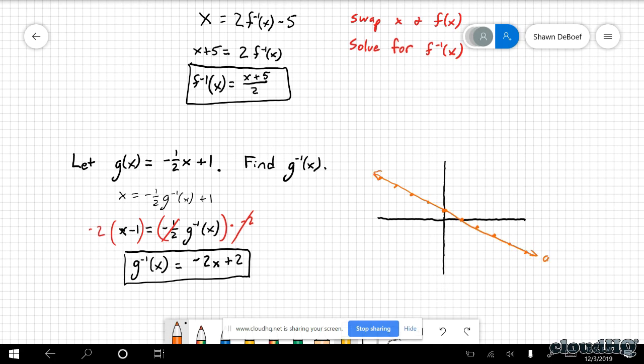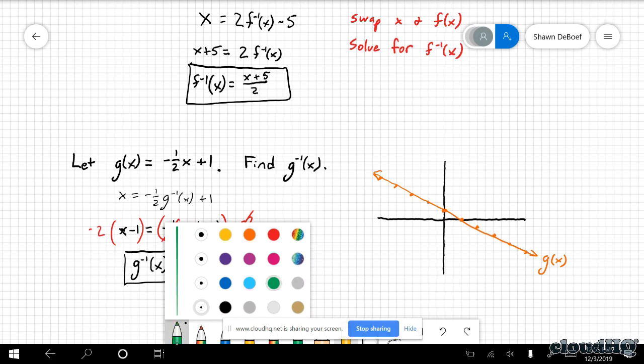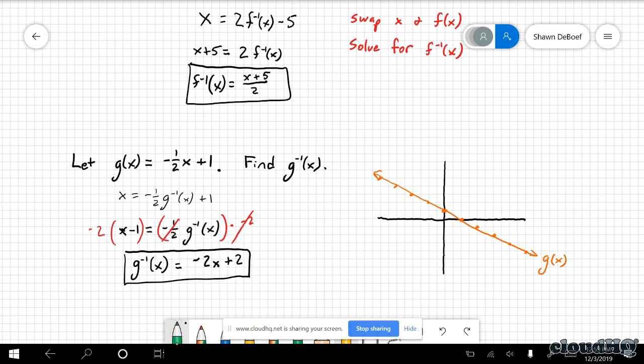I'm going to label that so I can keep it separate from the other. I'll also go a different color for the other. The other has a y-intercept of +2 and a slope of -2/1. So that one's my inverse.